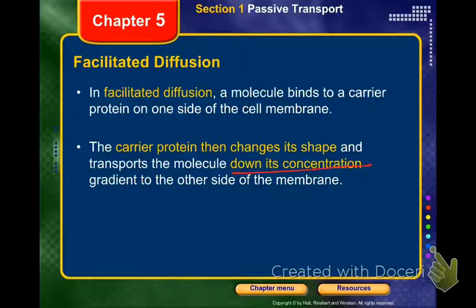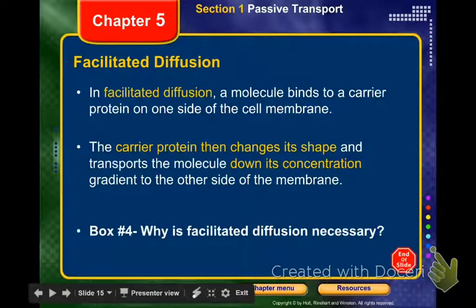We're going to learn about the other kind of active transport where you need a protein in the membrane, but it's pushing against the concentration gradient. So whenever you hear high to low concentration, you know it's going to be a passive transport. If it's high to low concentration and you're using a membrane protein, then you have facilitated diffusion.